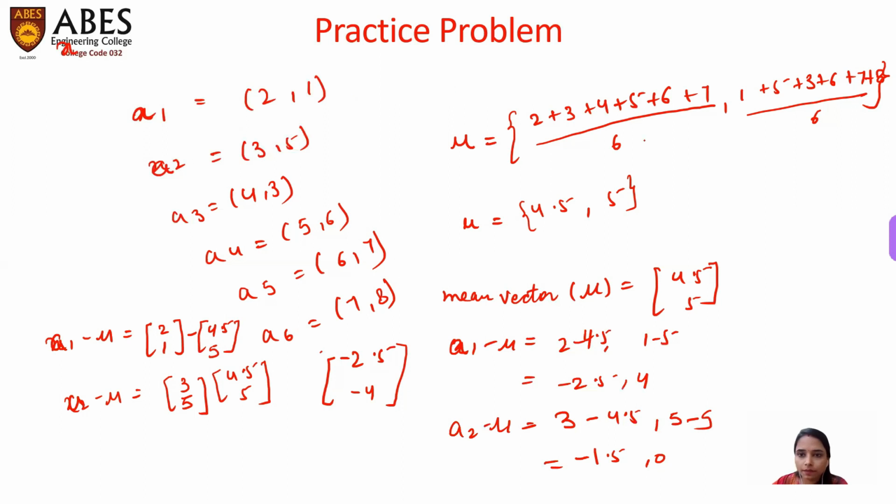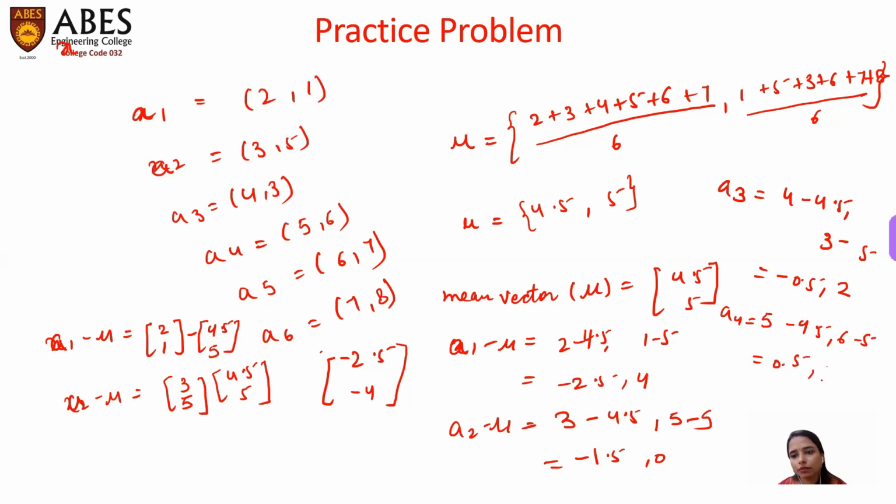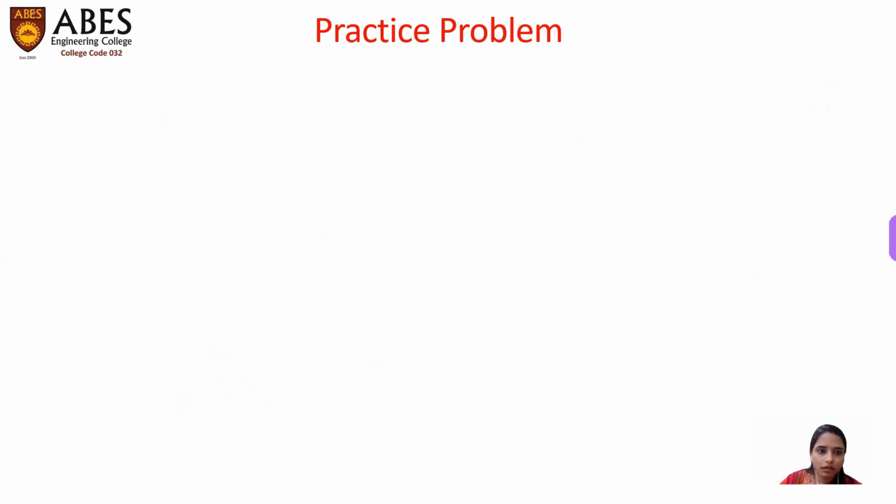So for A3, 4 minus 4.5, comma, 3 minus 5, equals minus 0.5, comma, minus 2. For A4, 5 minus 4.5, comma, 6 minus 5, equals 0.5, comma, 1. So in the next slide, I am writing all the calculated values for these data points.